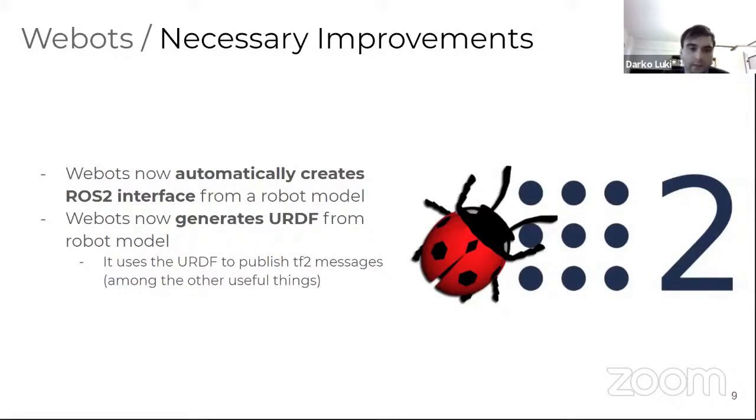And in order to do that, we created a translation layer that automatically creates a ROS 2 interface from a robot model. So you put in a robot model and the ROS 2 interface will be automatically created. And the second feature is that Webots now generates URDF from the robot model. And URDF is later used to generate transform messages, to publish transforms, and to visualize the robot inside RViz.